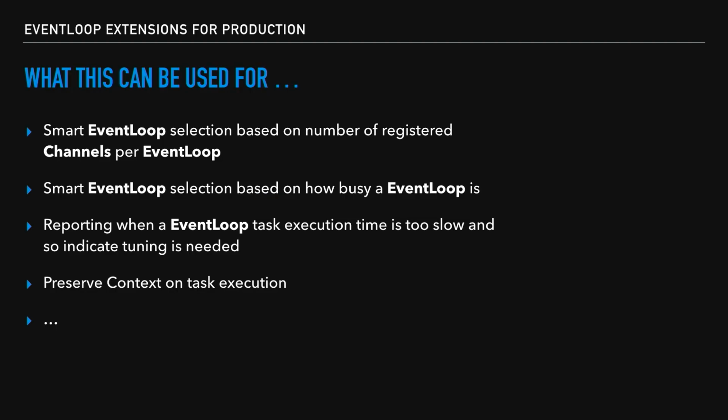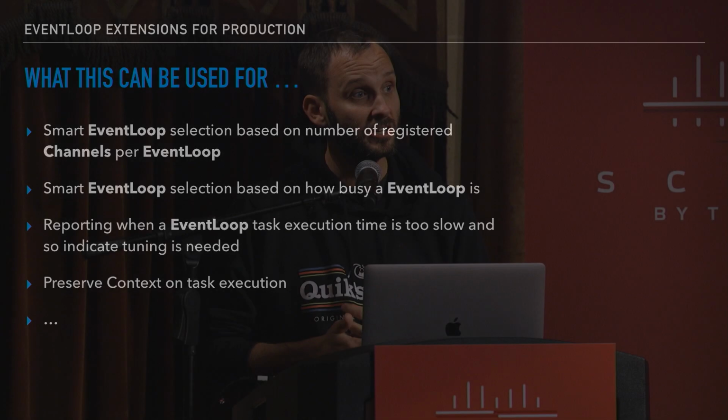So what can this be used for? Like I said, smart event loop selection based on the load, for example, or the number of registered channels, reporting when event loop tasks take too long or longer than expected, so maybe some kind of a watchdog that you usually know from blocking code, right? Or you can preserve context of task executions, a little bit like a thread local, but it hops with execution of the callbacks, right? Which you usually need in your frameworks.